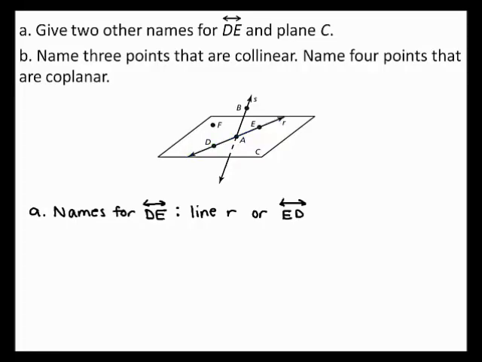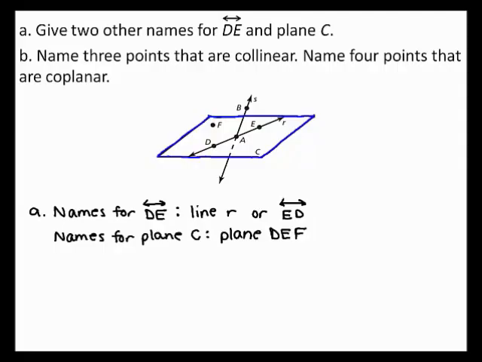Next, to name a plane, you can use 3 points in the plane that are not all on the same line. From the diagram, you can see that points D, E, and F all lie in plane C. Points D and E lie on line R, but point F does not lie on this same line. Therefore, one other name for plane C is plane DEF.